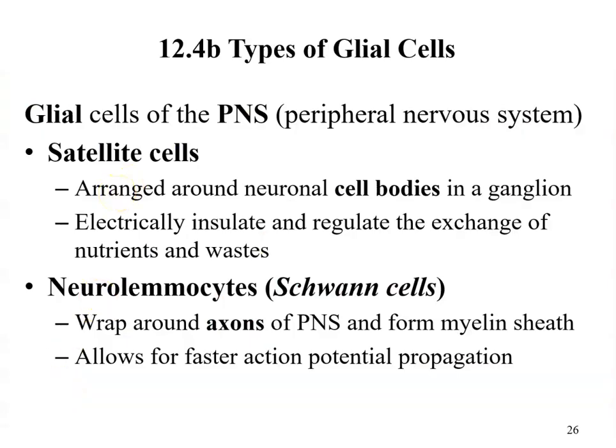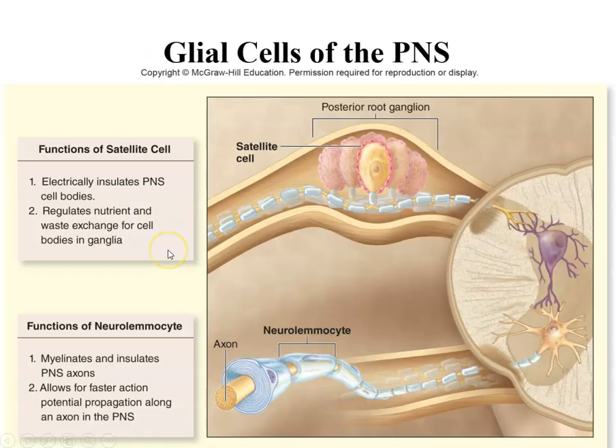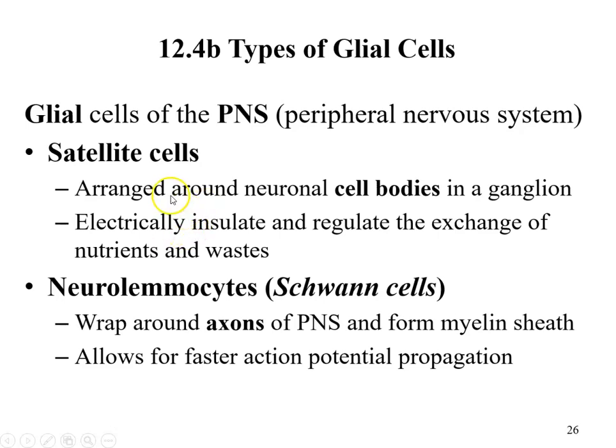The glial cells of the peripheral nervous system include satellite cells and Schwann cells. Satellite cells are arranged around neuronal cell bodies in a ganglion, and they electrically insulate and regulate the exchange of nutrients and wastes. Neurolemmocytes, or Schwann cells, I mentioned these already. These wrap around the axons of the peripheral nervous system to form a myelin sheath. The myelination allows for faster action potential propagation, okay? So the faster an impulse can be sent.